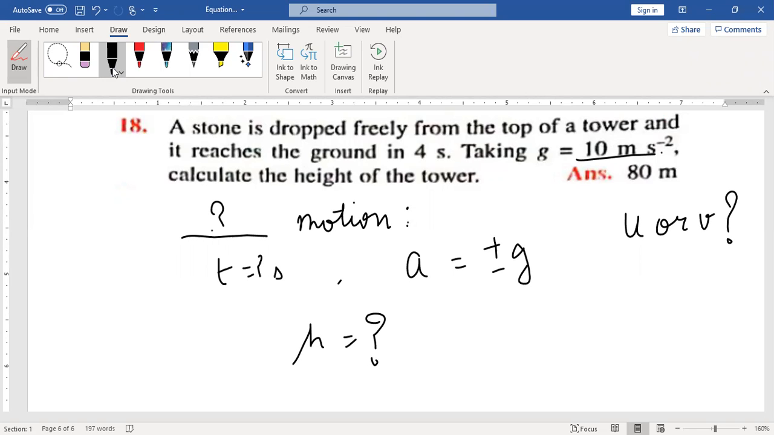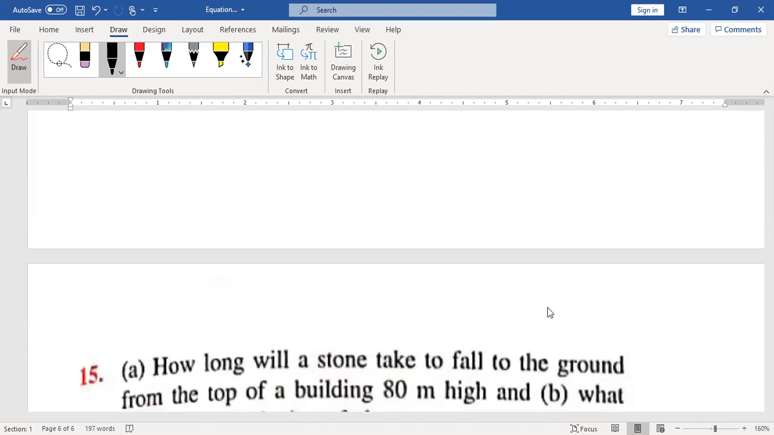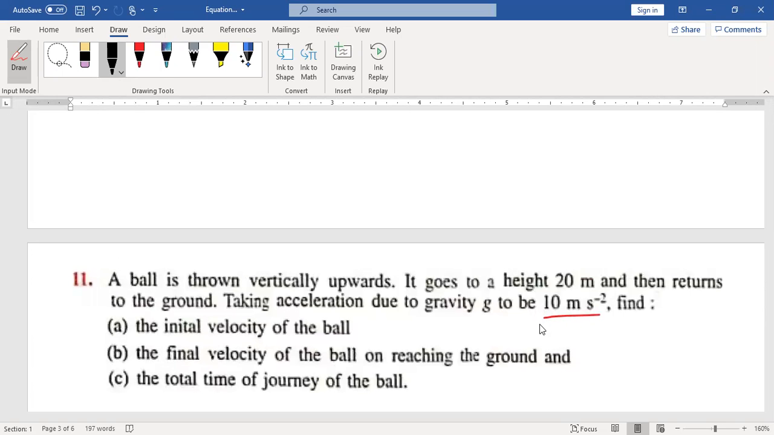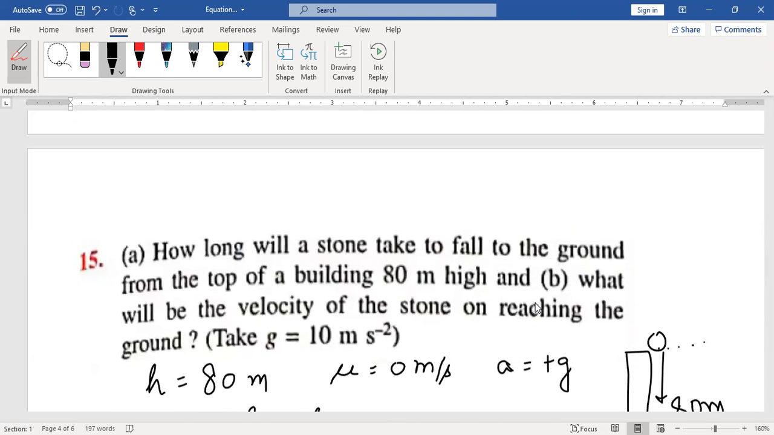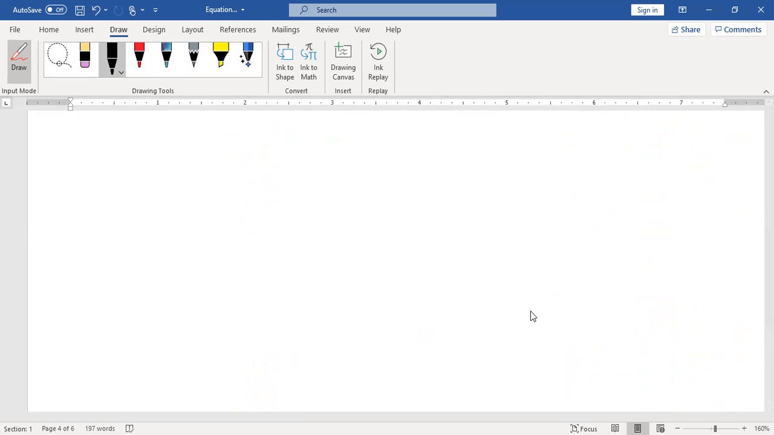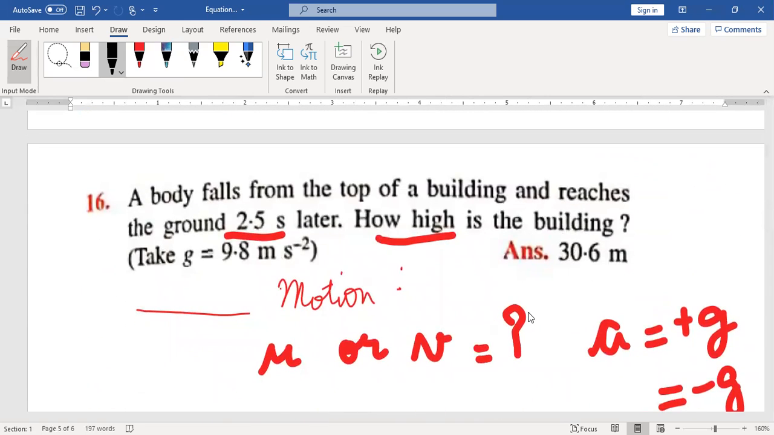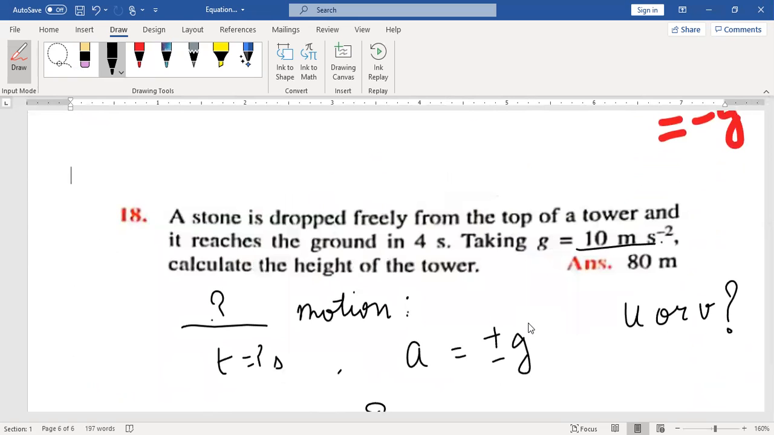So students, for this week, you will be doing numerical number 9th, which has been already explained. Then your homework will be question number 11, this 11th question. Then you do question number 15. After 15th, do question number 16th as well as 18th in your physics fair notebooks.